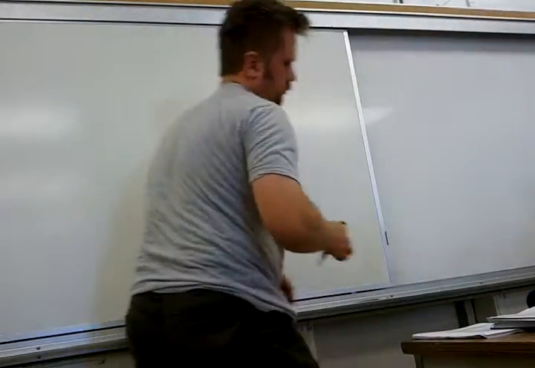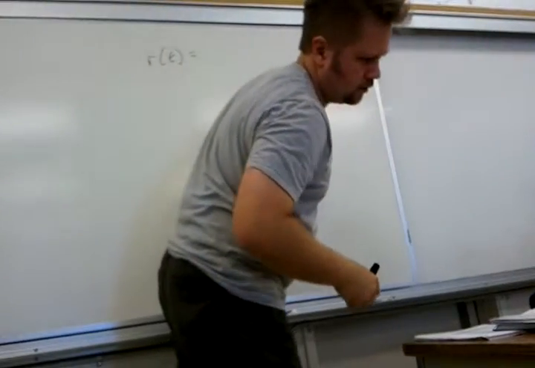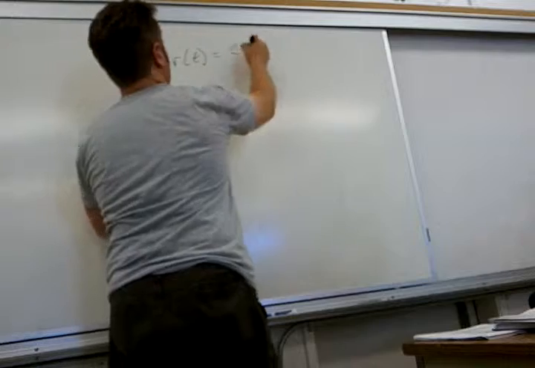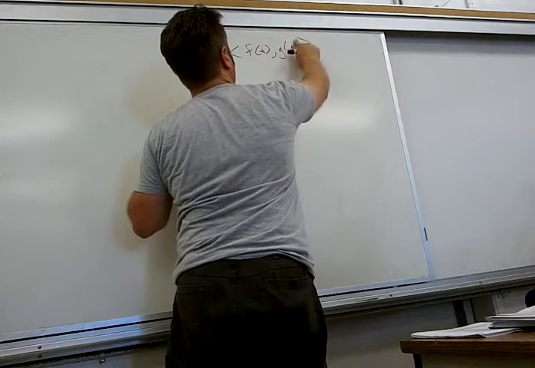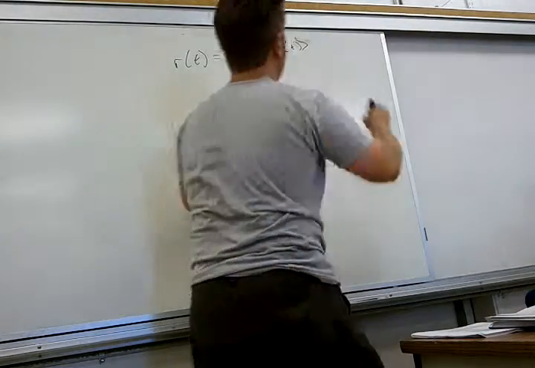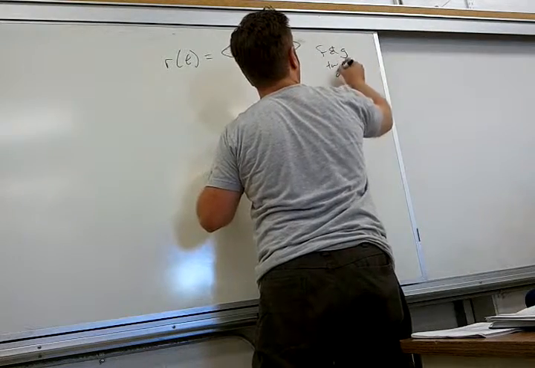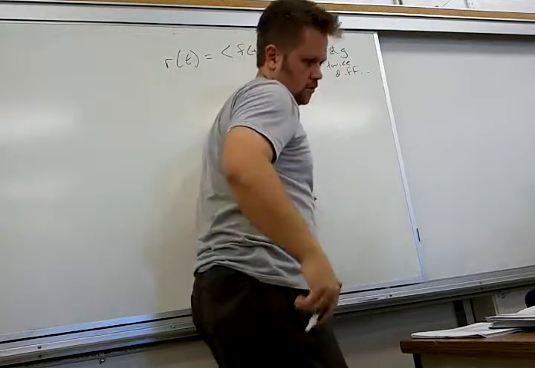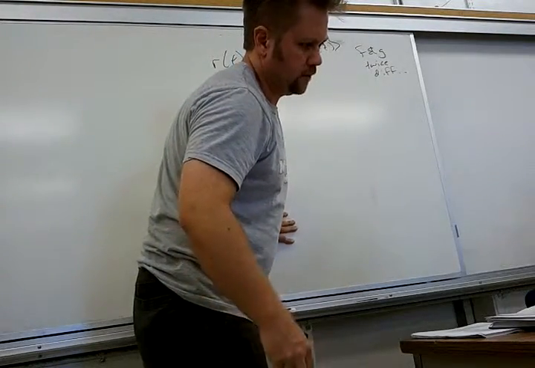Show that the curve r of t equals f of t, g of t, and these are twice differentiable. So f and g are at least twice differentiable. It has this given curvature, right?